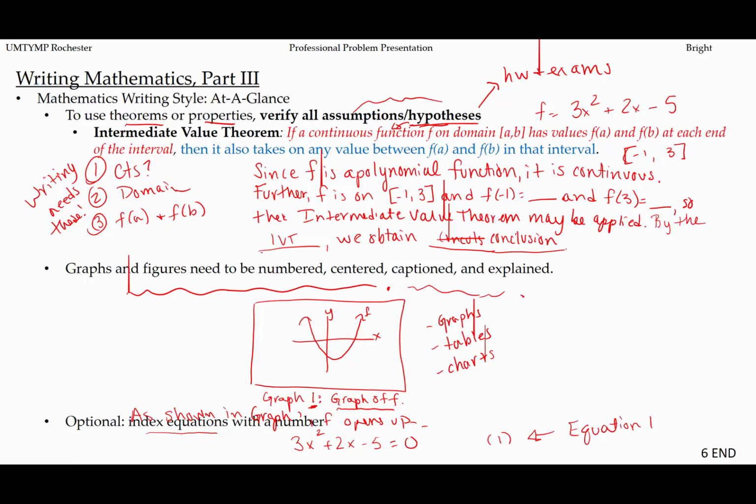I personally don't use this in my writing. A lot of students like to do it because it helps them organize their thoughts and clearly reference, and it helps with that accuracy and conciseness component too. Okay, so that's going to be the end of this video, and in the next video we'll just go through an example where we're going to do an example with the IVT that kind of illustrates all these different components.